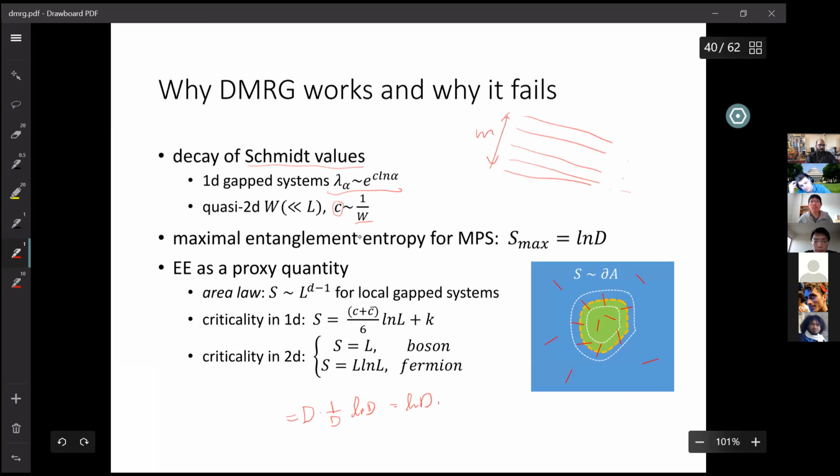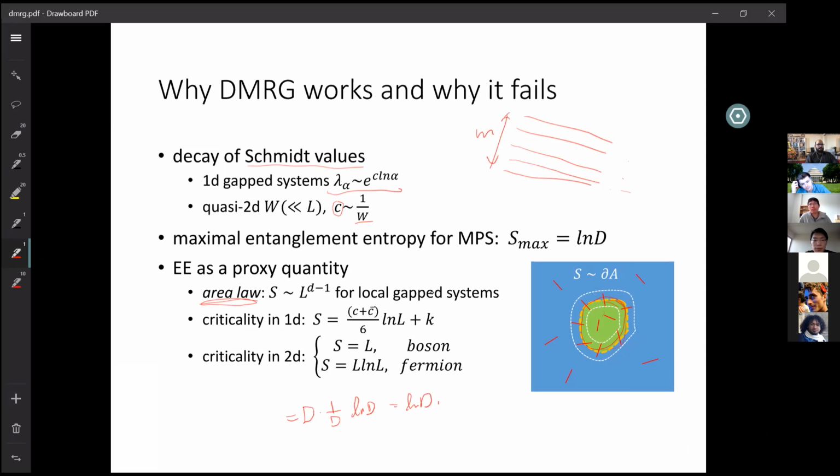On the other side, we also have this very nice area law, which states that for any local gapped Hamiltonian, basically the picture is that you only have very short range entanglement. For any partition, you want to look at the entanglement between the green part and the exterior, the blue parts, and the entanglement entropy should grow proportional to the circumference of the region, the green region.